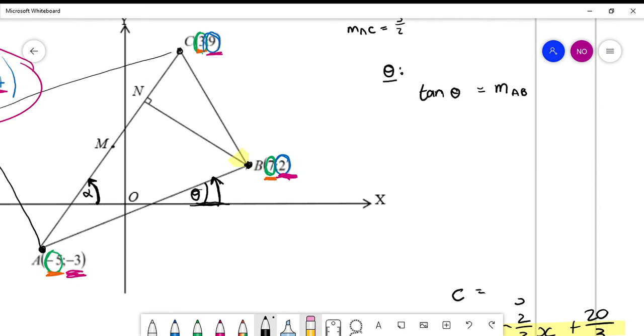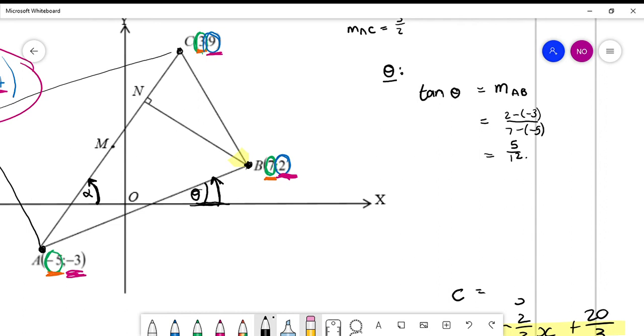And guys, it is as easy as that. Can you calculate the gradient of a line? Yes? So let's do that. What's the gradient of AB? 2 minus 3 op 7 minus 5. You agree that it's 5 over 12?